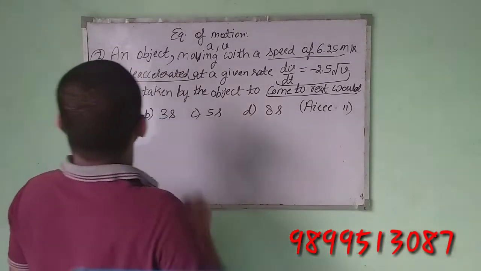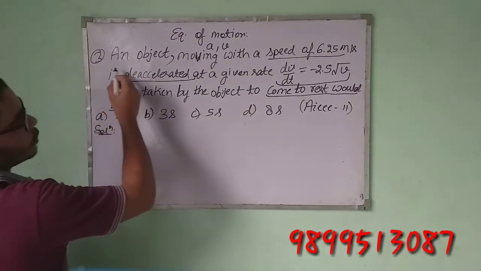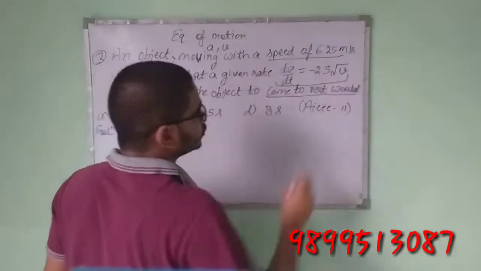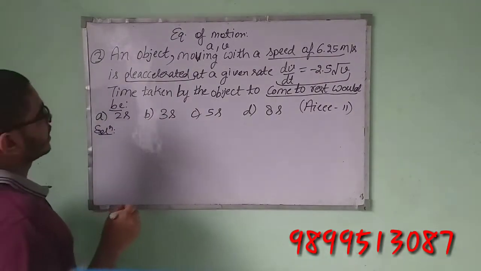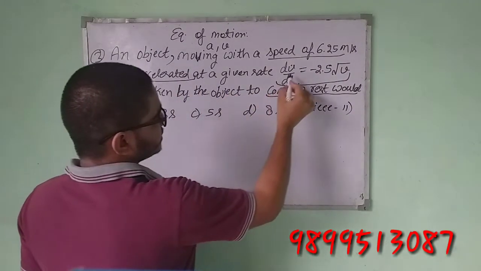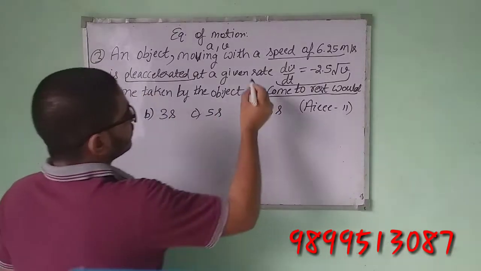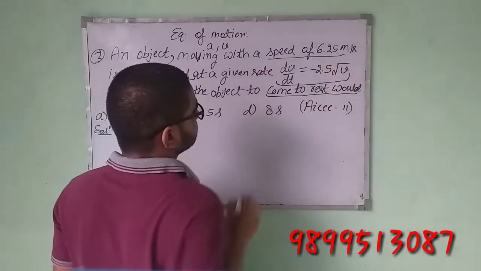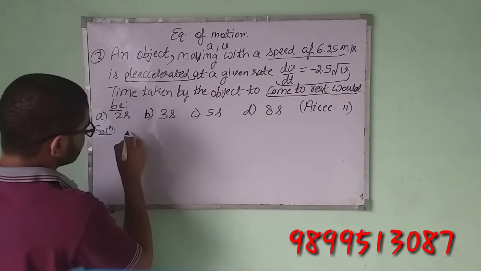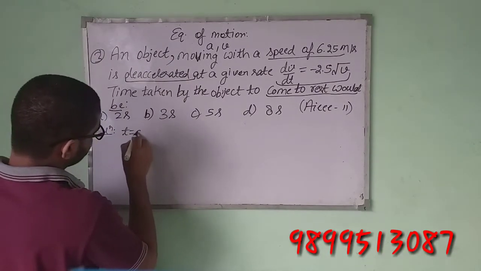Okay, let's start the next question. An object moving with a speed of 6.25 meter per second is decelerated at a given rate, dv over dt is equal to minus 2.5 square root of v. When it says moving with this speed, it means this is the speed at t equal to 0.